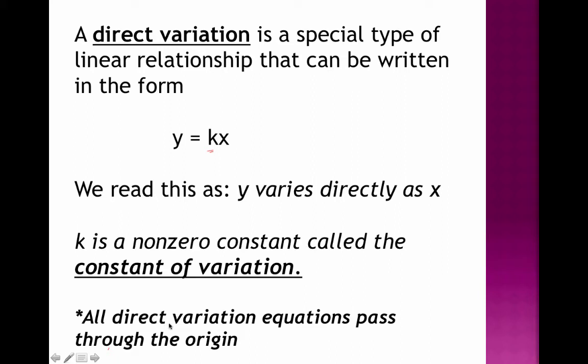Also, to note, a direct variation equation must pass through the origin. Let's think about why that makes sense. When I had my slope-intercept form, my y equals mx plus b, my b, of course, was my y-intercept. There is no y-intercept here. My y-intercept is at 0, plus 0. So given that this y equals kx is my direct variation, I cannot have a y-intercept other than 0, which means all of my equations will pass through the origin. We'll see that a little bit more in a minute.